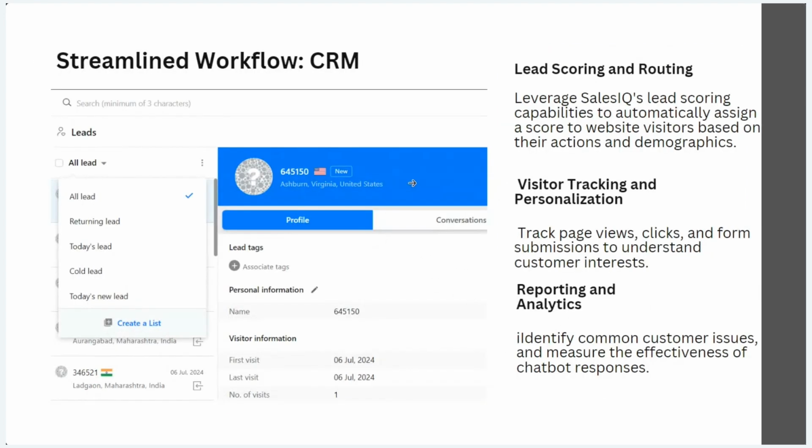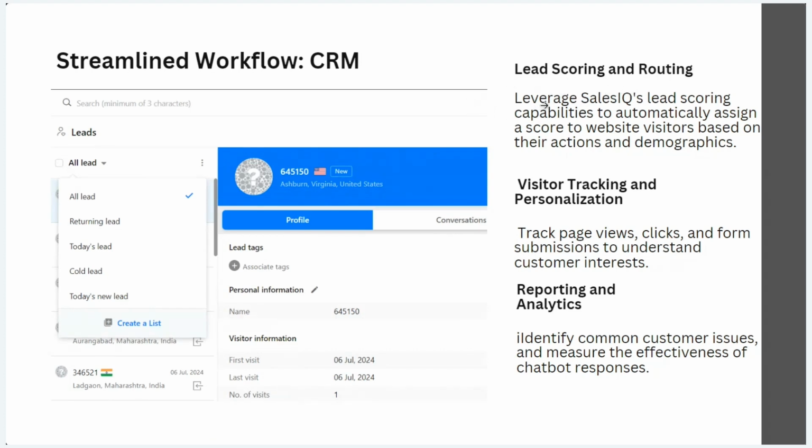Next one is CRM. CRM is one of the most important things when coming to lead management. Lead management is nothing but the traffic coming in, traffic of your website. This CRM can flawlessly manage the traffic coming into your website. These are some of the important highlighting features: lead scoring and routing.